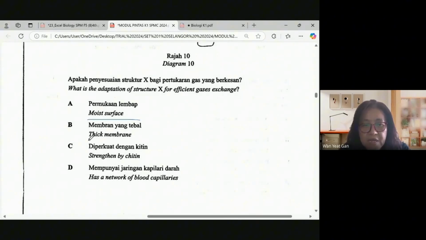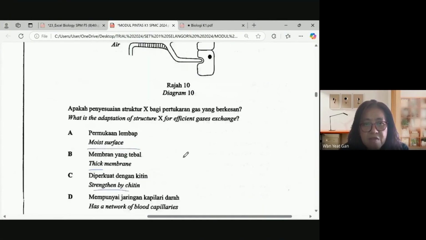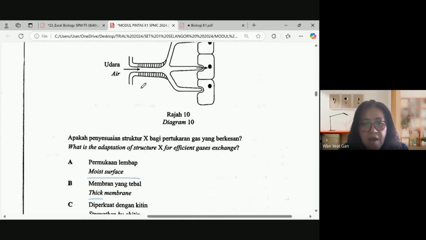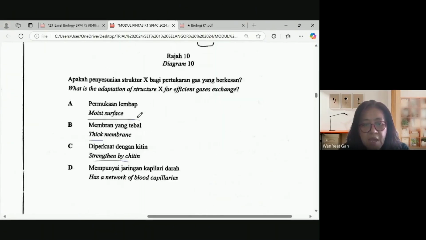Now, definitely it does not have a thick membrane. It has a thin membrane. The tracheole is not strengthened by chitin. Chitin is only found at the trachea. This is the trachea here. And insects do not have blood capillaries. So the answer is A. Yeah?